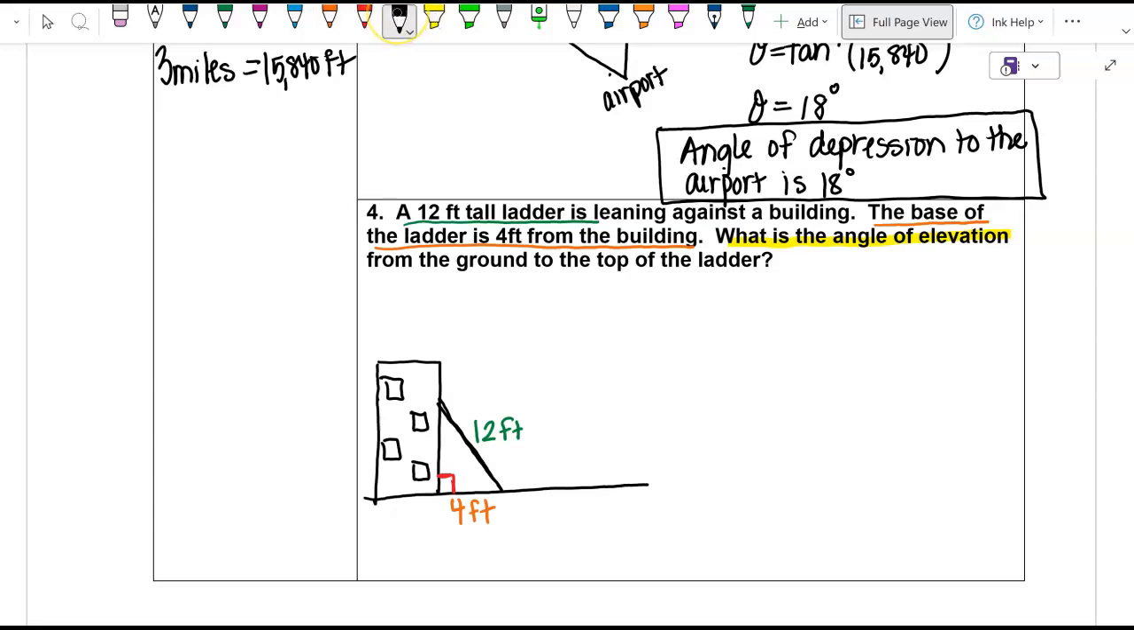And they already asked me what is the angle of elevation, so I'm going to put my theta in here. Remember, elevation goes from my horizontal up to my line of sight. So now I have to identify the parts. What does the 12 feet represent? Opposite, adjacent, or hypotenuse? This time this is representing the hypotenuse. Is the 4 feet the opposite or the adjacent?